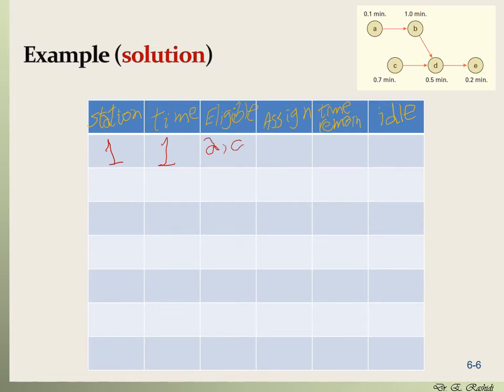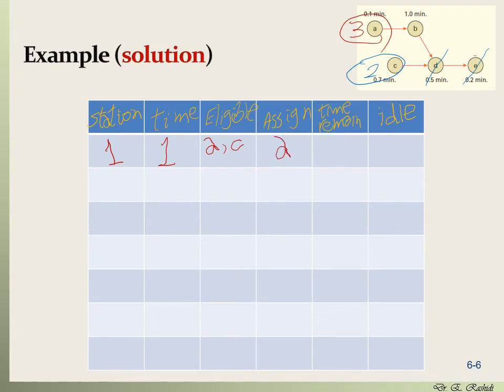Which one should we assign, task A or task C? So this is where we use the most following tasks. For task A, we have 1, 2, 3 tasks. So task A has 3 following tasks. Task C, on the other hand, has 1 and 2. So which one is bigger? Task A has more following tasks. So we're going to assign task A to workstation 1.